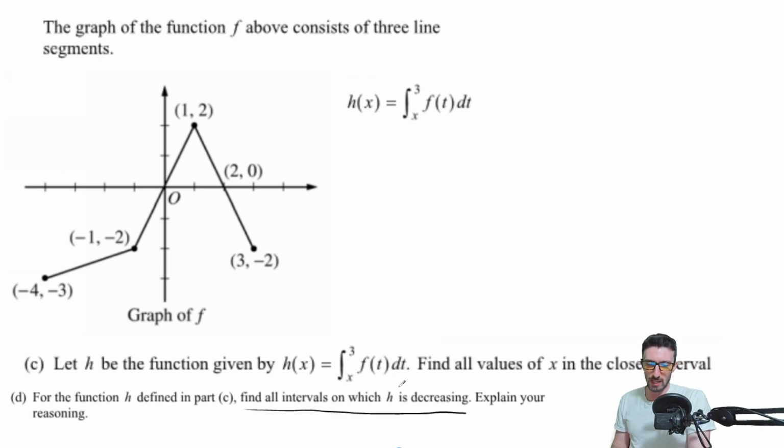Well, if I want h to be decreasing, I want h prime to be less than 0. So that means I'm going to take the derivative. And that means I'm going to take the derivative here. And then I'm going to set it to be less than 0. All right, well, how do I take the derivative of this one?